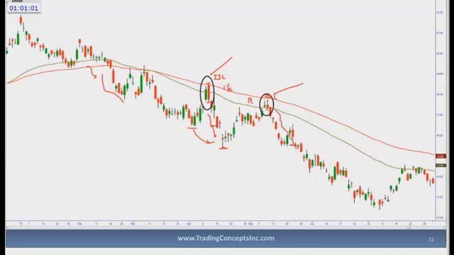So again, the reason I'm using that 50 and 89 exponential is just to make things more objective. Make it real simple. You can use any moving average you want, but in this case, I wanted to use two longer moving averages, and so it works really well. Let's take a look at the bull trap, right?